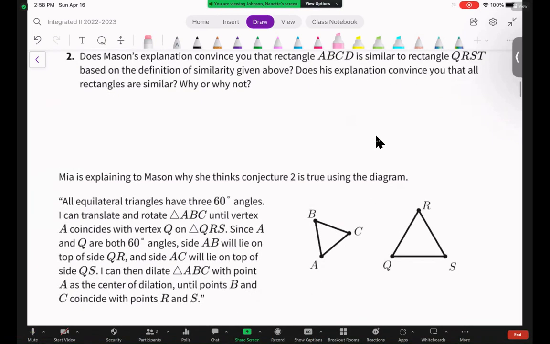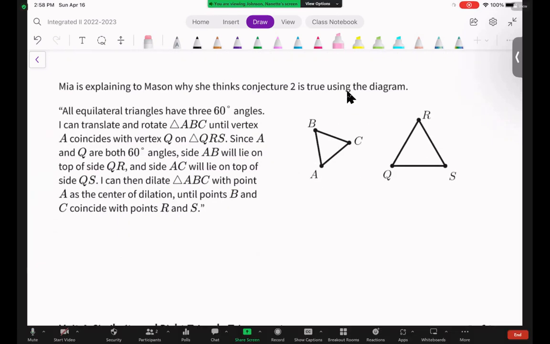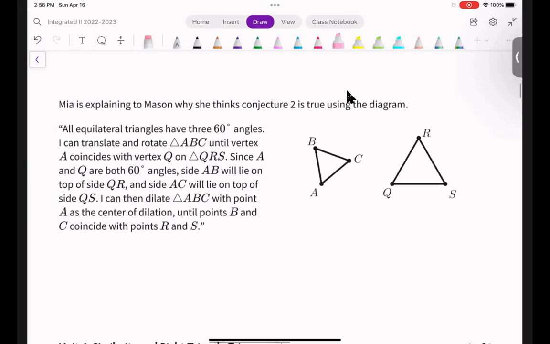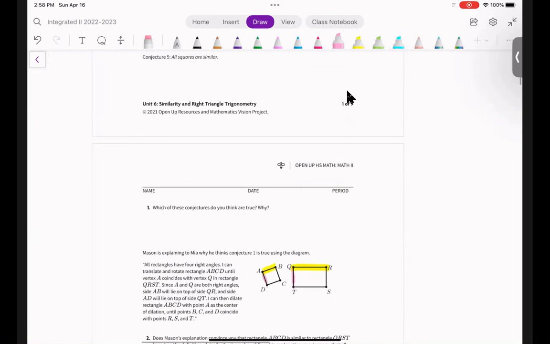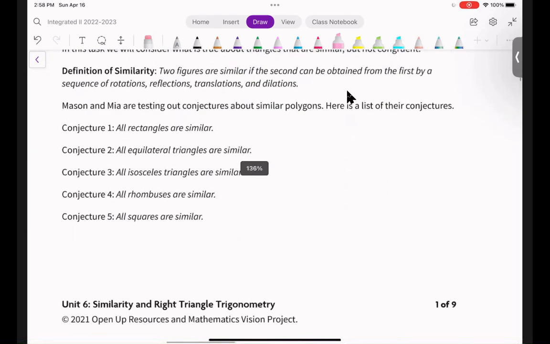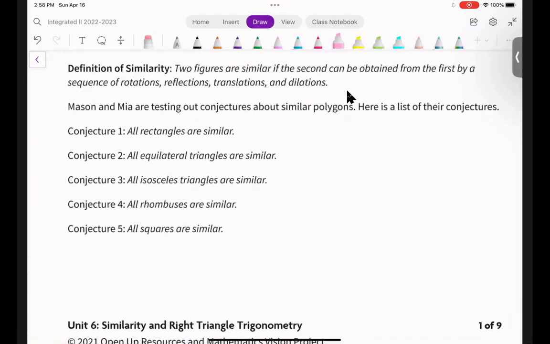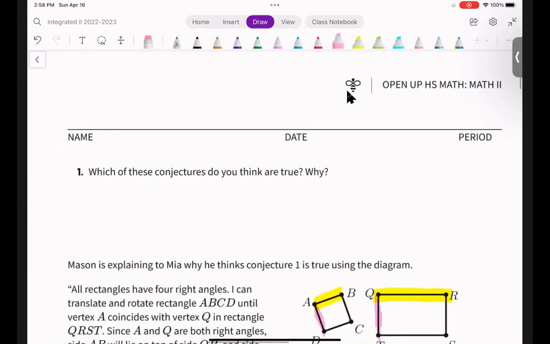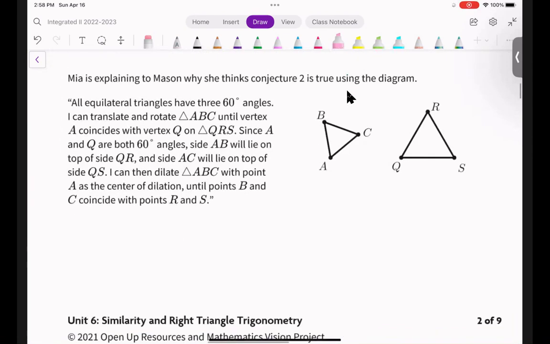Okay, moving on. So Mia is explaining why she thinks conjecture 2 is true. Okay, so if you forgot what conjecture 2 is, I kind of did. It says all equilateral triangles are similar. Okay, so she says all equilateral triangles have to have 60-degree angles. Okay, so she's marking off the 2 criteria, right?